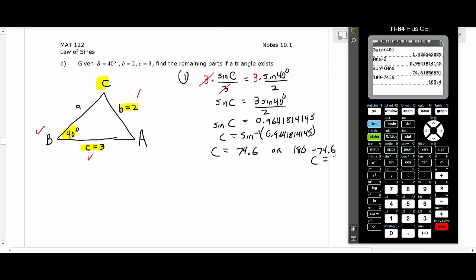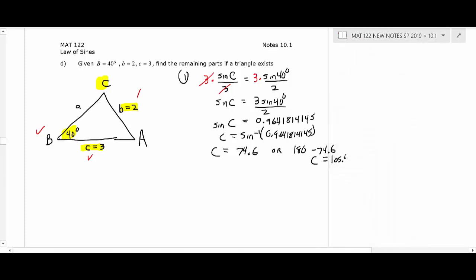So that other possibility is 105.4. Okay? All right, so let's kind of record this as we go. So solution 1, we are going to have two solutions in this case. I'll show you why in a minute. So what we have is C is 74.6. Okay, so then the second thing we need to do is we need to find angle A.